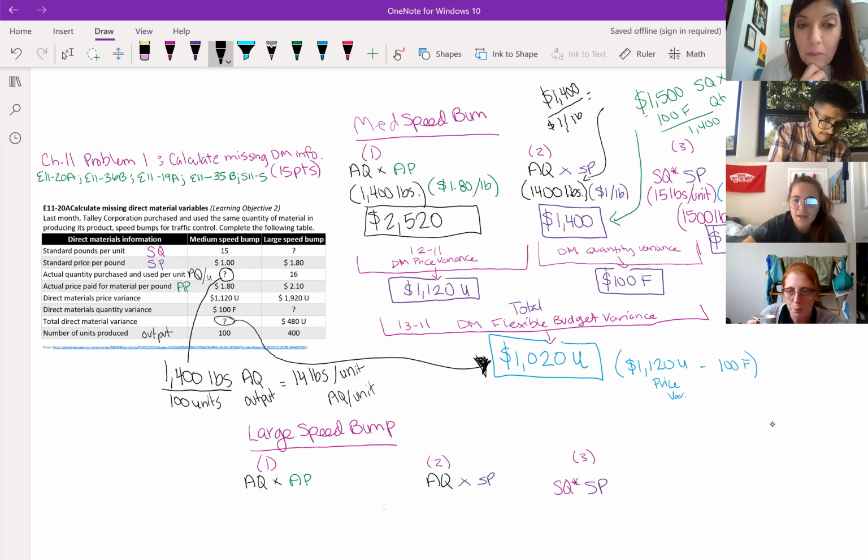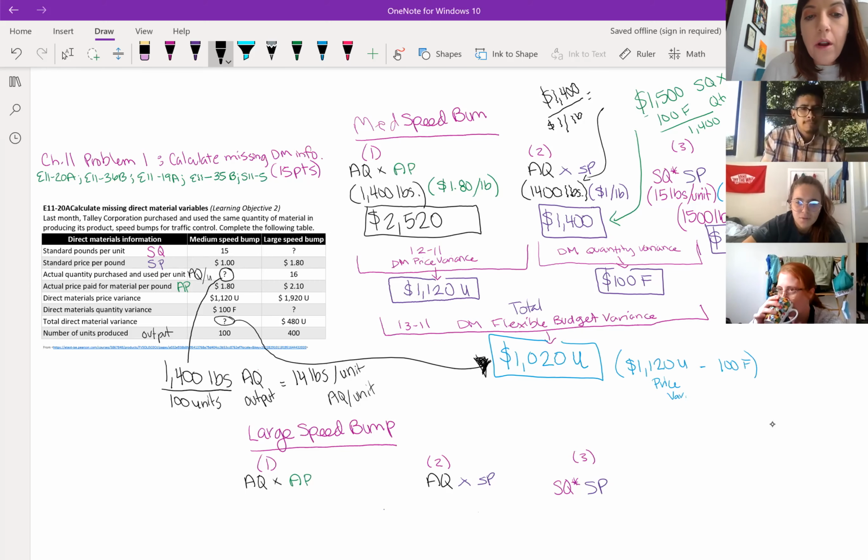Okay, does that one make sense? Did you use the 100 favorable from the quantity variance to find that number? The actual? No, the 100 units is your output.